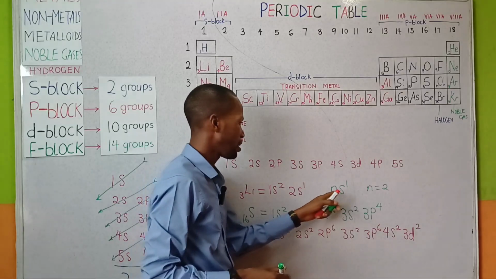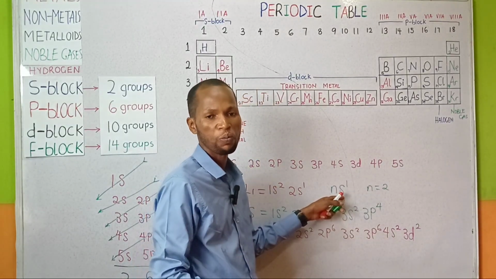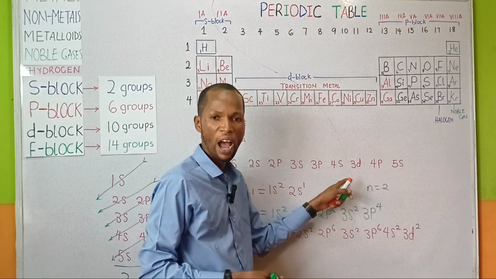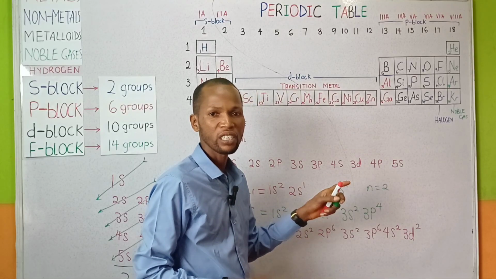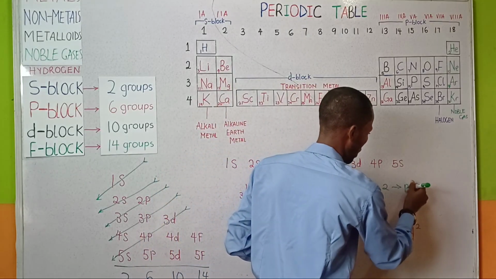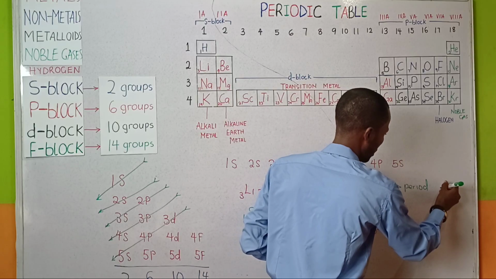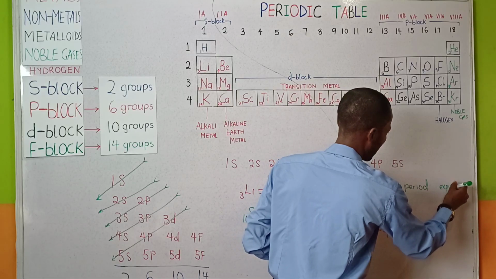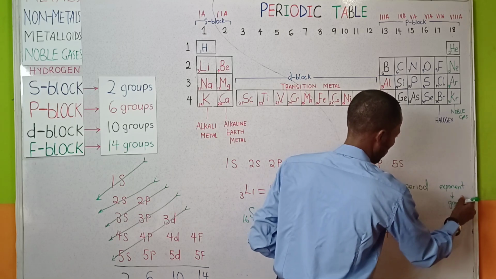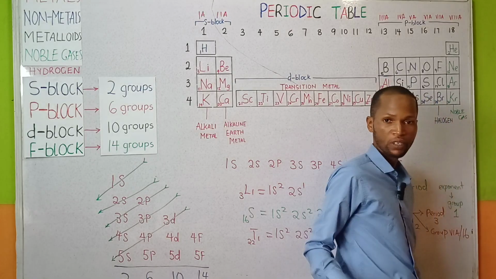Then the exponent of the orbital indicates the group in which an element belongs. We have s1, which implies that lithium is in group 1. This shows period. The coefficient shows period. Why the exponents? The exponents give us what? The group. Therefore, lithium is in group 1 of the periodic table.